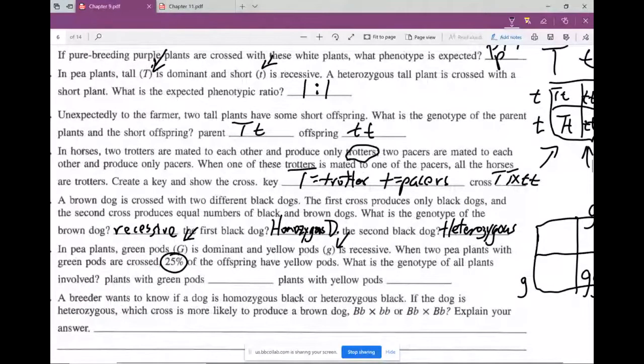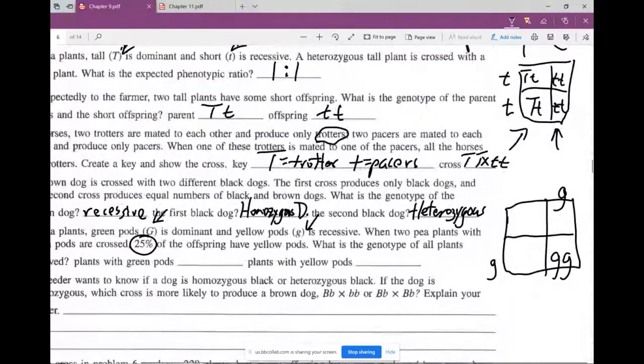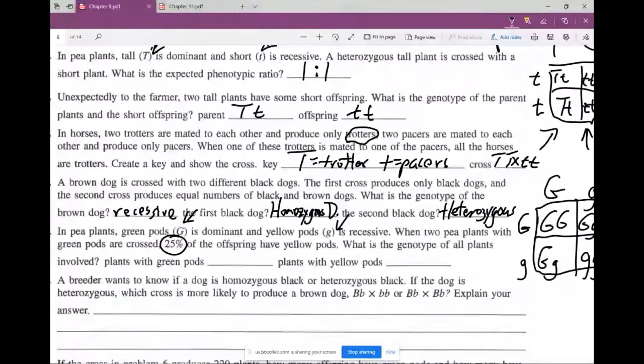When two pea plants with green pods, both have green pods. Therefore, we know that they have the dominant gene, both of them. And we also know that both of them have the recessive gene, the recessive allele, excuse me. All right, so the resulting offspring will have this 3-to-1 ratio also. Plants with green pods will be heterozygous, and plants with yellow pods will be homozygous recessive.